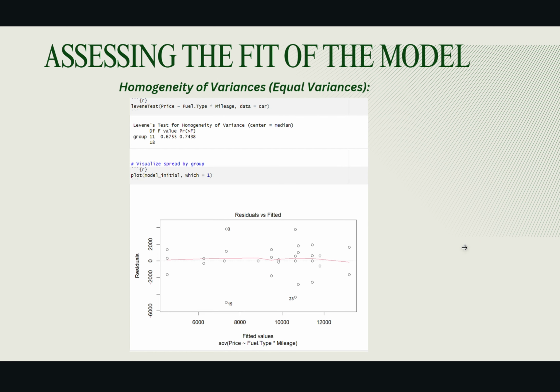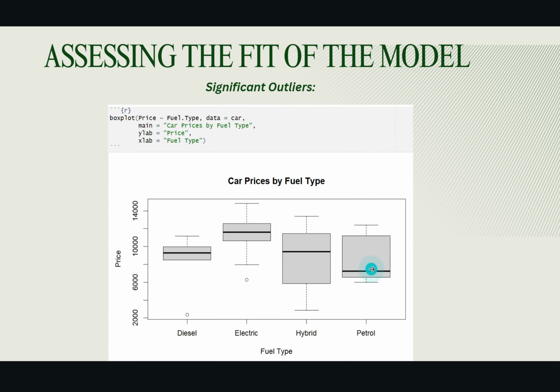So next is the homogeneity of variances or equal variances. I did it through a Levene test, and these were the values that I got with an F value of 0.6755. And then here I also visualized it by spread of the group. Through here, it does look a bit scattered, but most of the plots are more clustered around the line, therefore confirming this condition and ensuring that it was met.